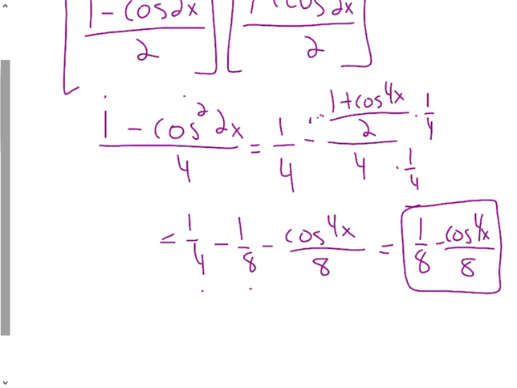Negative, right? The negative distributes to both pieces. And then we have minus cosine of 4x over 8. 1/4 minus 1/8 is 1/8. For a final answer of 1/8 minus cosine of 4x all over 8.